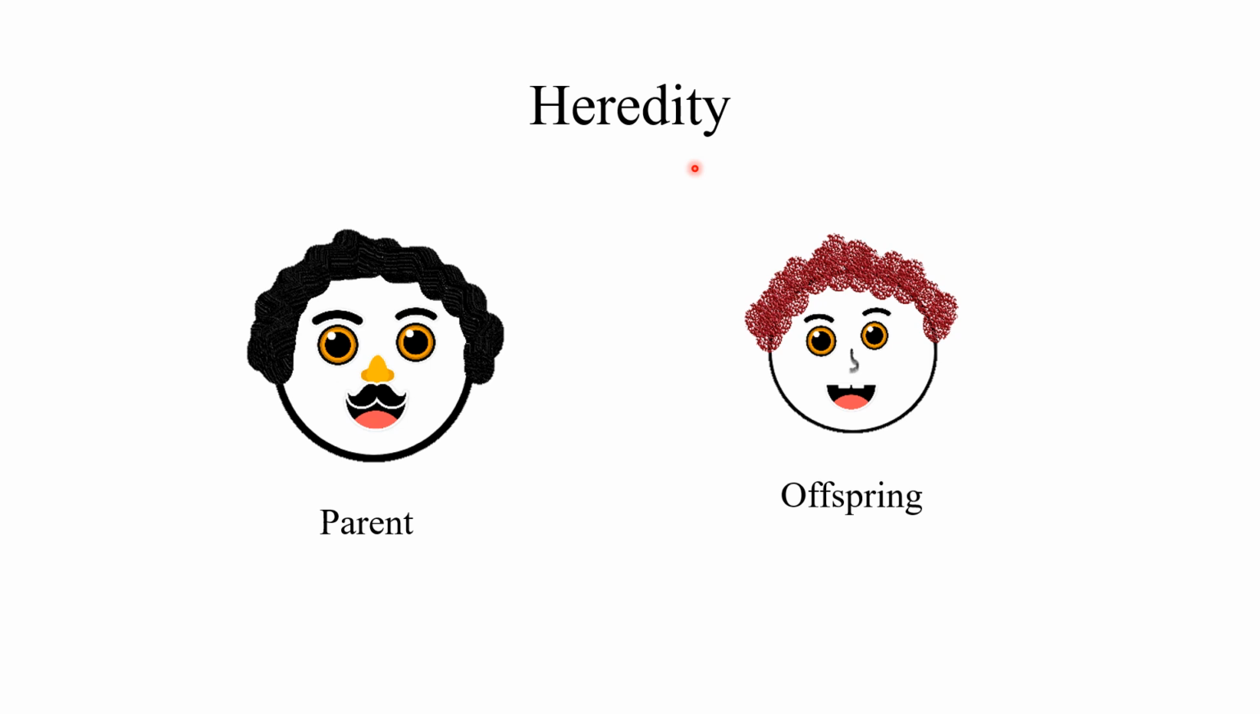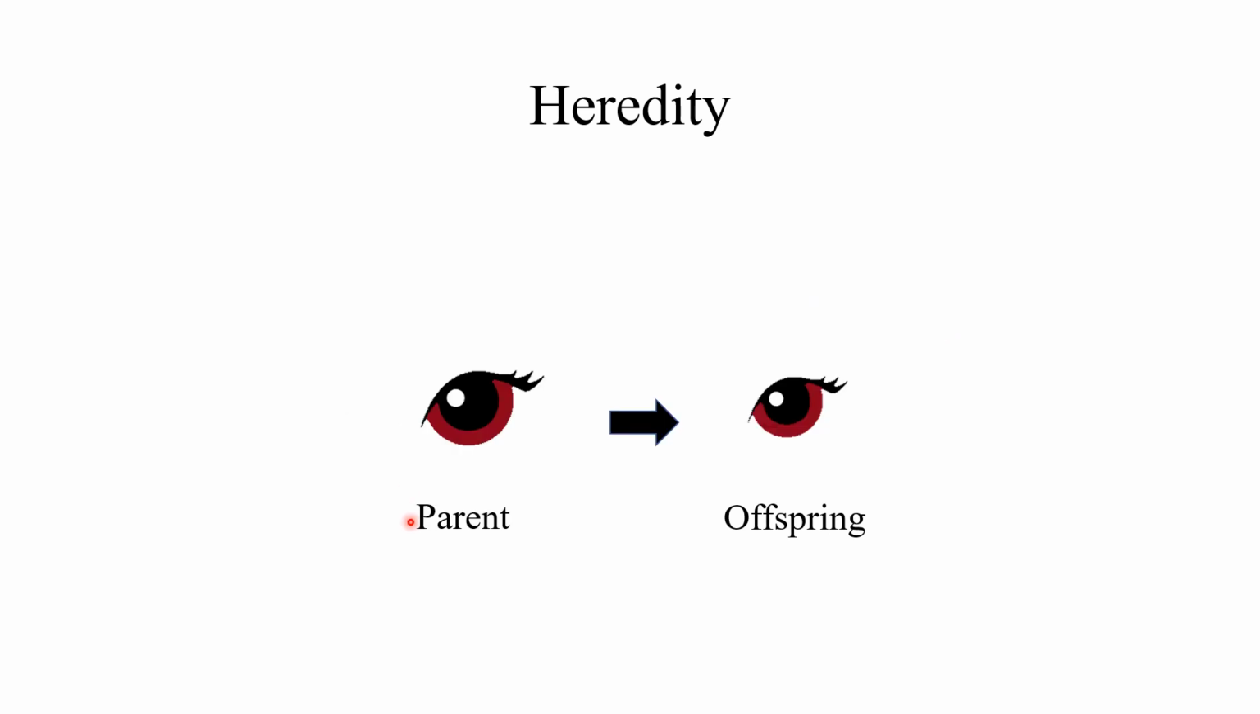Here, you can see that the parent and the offspring look like each other. They share some features, and the phenomenon through which an offspring inherits the features of a parent is known as heredity. Here, the parent has brown eyes, so does the offspring. So, the phenomenon which leads to parents and offspring having the same characteristics is known as heredity.